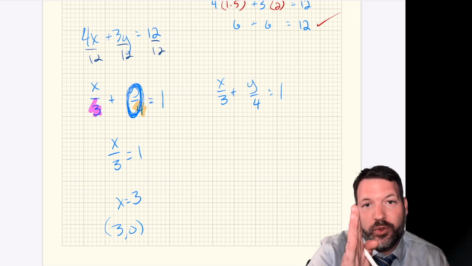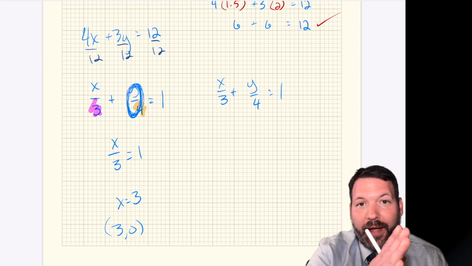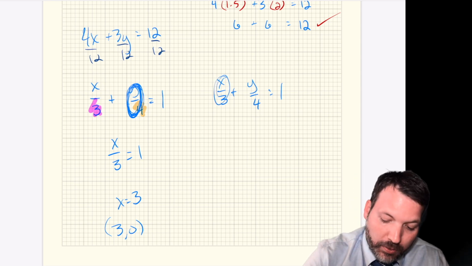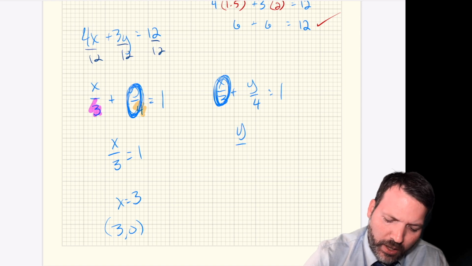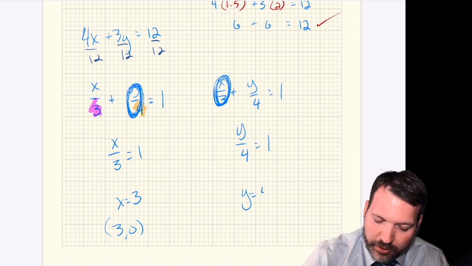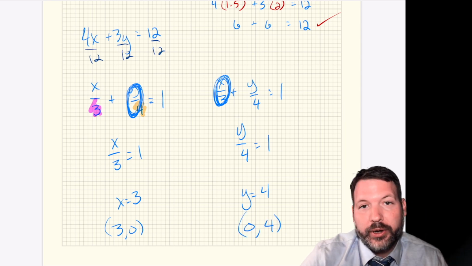If we're on top of the y-axis, we have not moved to the left or right at all. Left or right is about our x-coordinate. Not having moved at all means x equals 0, and so this part turns into 0, and we're simply left with y over 4 equals 1, which in this particular case means that y is 4. And there it is, (0, 4).